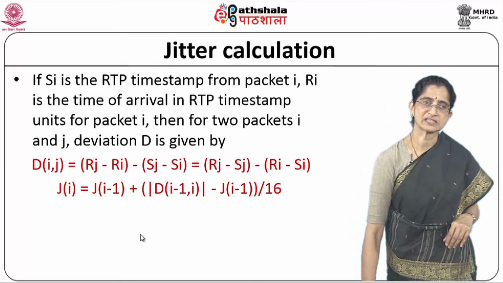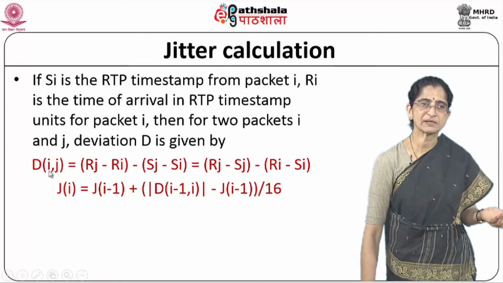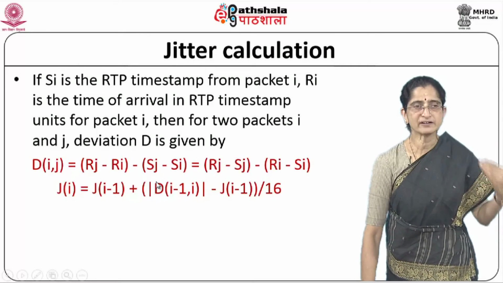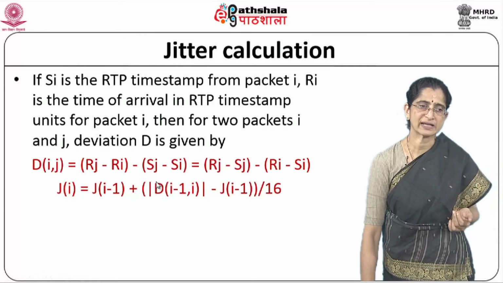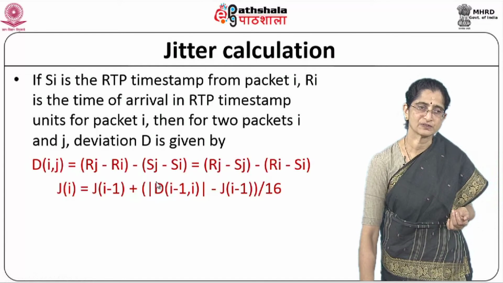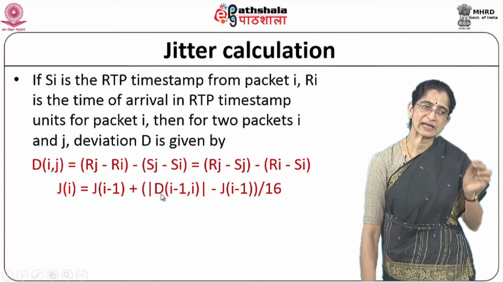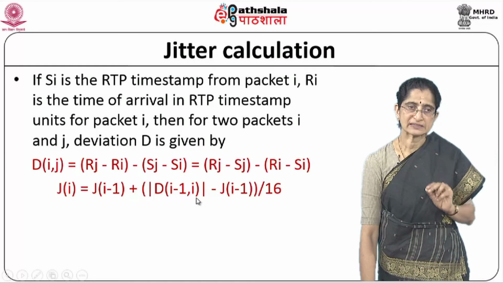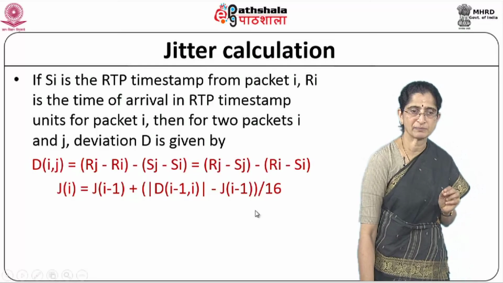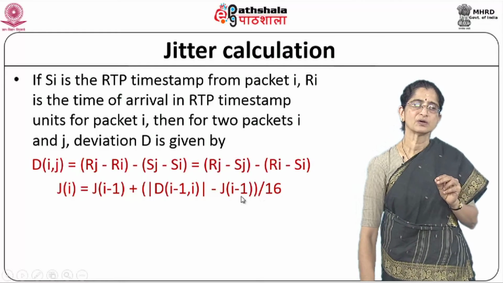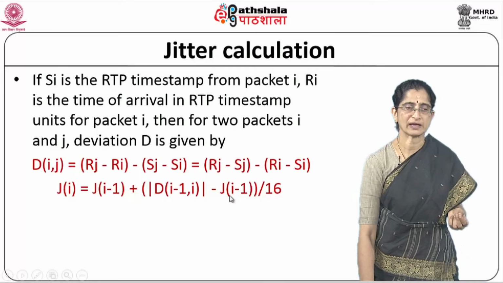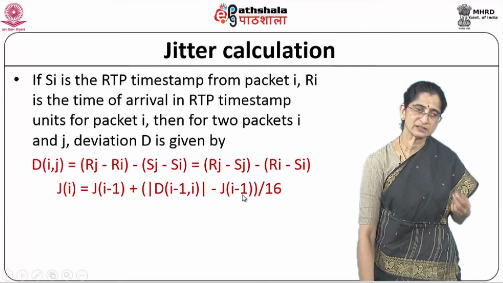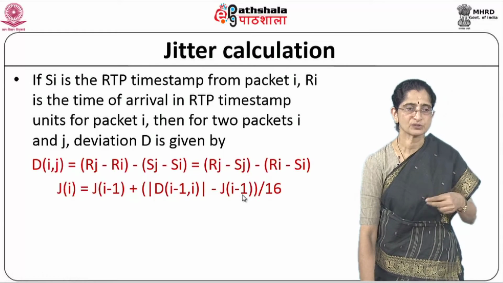Once you calculate this delay, what I need is an average value of it. I want a weighted moving average of this delay. So how do I calculate that? You take the absolute value of this d, calculated over two successive packets i minus 1 and i. You take that and weight it by a factor of 1 by 16, and weight the jitter that you have by another factor. So you take a weighted average of these two, the original jitter plus the current value.